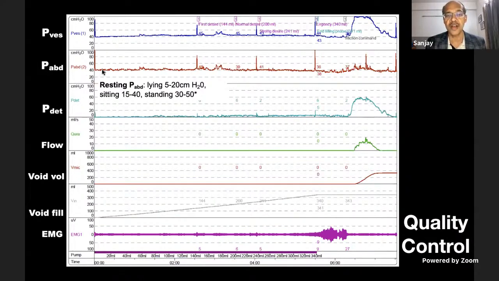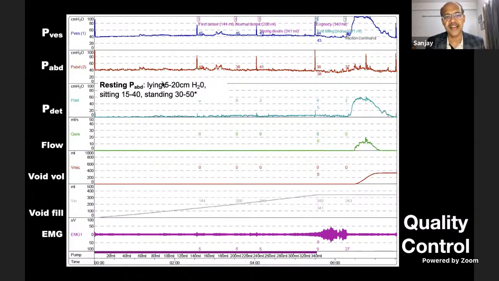These pressure transducers are zeroed to the atmosphere. And because they are zeroed to the atmosphere, there's some finite pressure in the abdomen, even at a baseline resting state. So that baseline resting pressure is what is reflected here when you start the study. Even before you start filling, there is certain pressure, which is the resting abdominal pressure, which will vary depending on the position of the patient, and more importantly, depending on the body morphology.